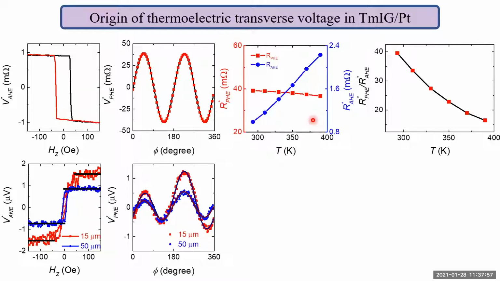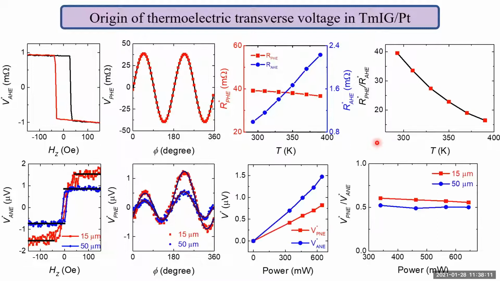Please continue. Okay, yeah. So if you take PHE by AHE for TMIG platinum, then the ratio for the electrical one, even temperature dependent, varies between 40 to 20. And if you do PNE by ANE, then it is around 0.5. Now, if you compare PHE by AHE and PNE by ANE, it is 40 divided by 0.5, which means about 100. So the discrepancy in TMIG platinum is huge.